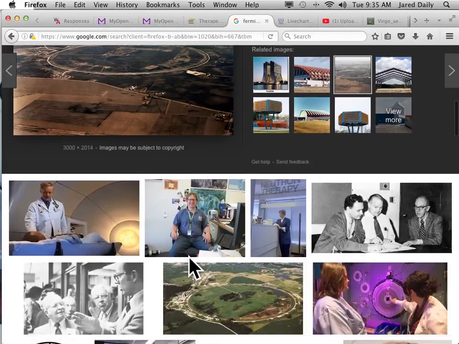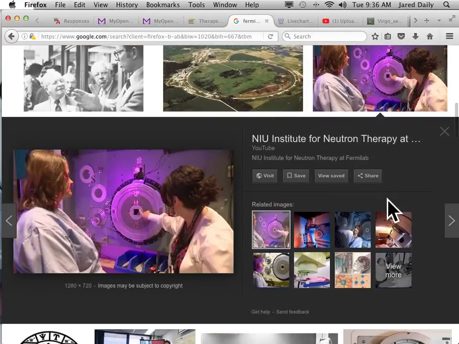So they actually have a place where they take a beam out of that loop. And it can be a beam of different things. A beam of high energy neutrons. It can be a beam of positrons. They have different beams that come out.